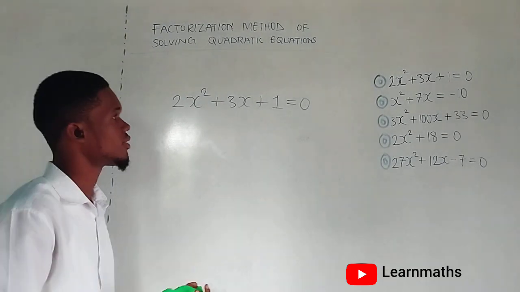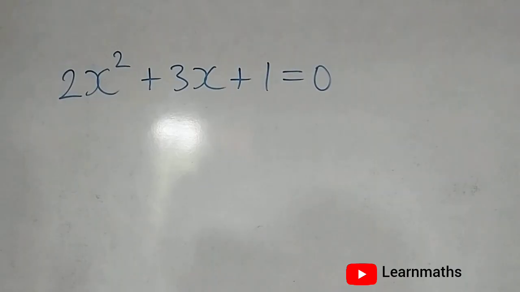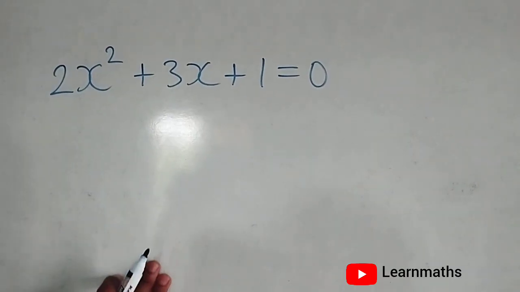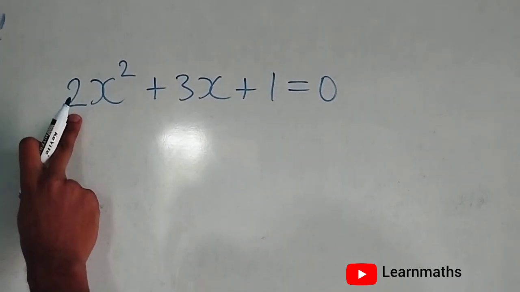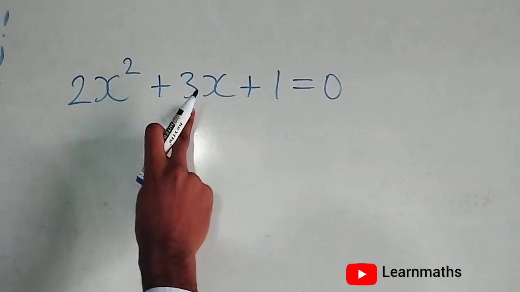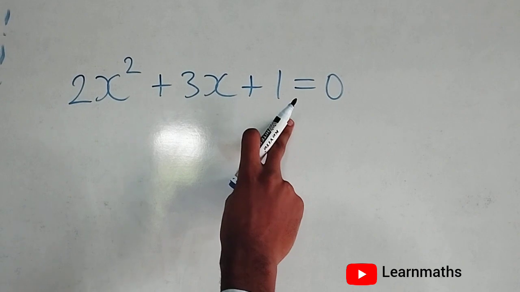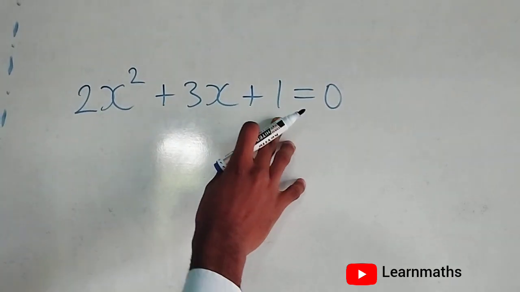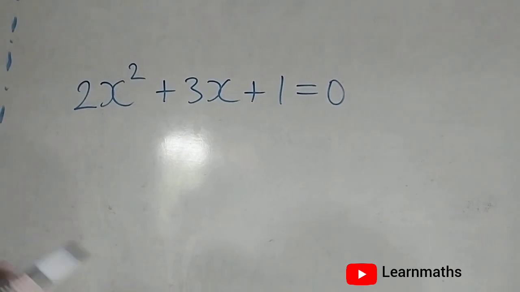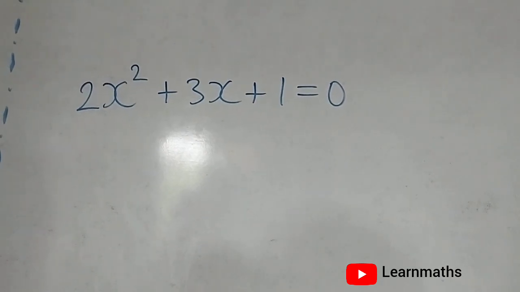Now to factorize this quadratic equation. Alright, so before we factorize this equation, we know the value of A in this quadratic equation is 2. The value of B is 3, and the value of C is 1, right? This is the first term, this is the second term, this is the third term, this is the middle term here. So this is what you do. These are the steps in factorizing a quadratic equation.